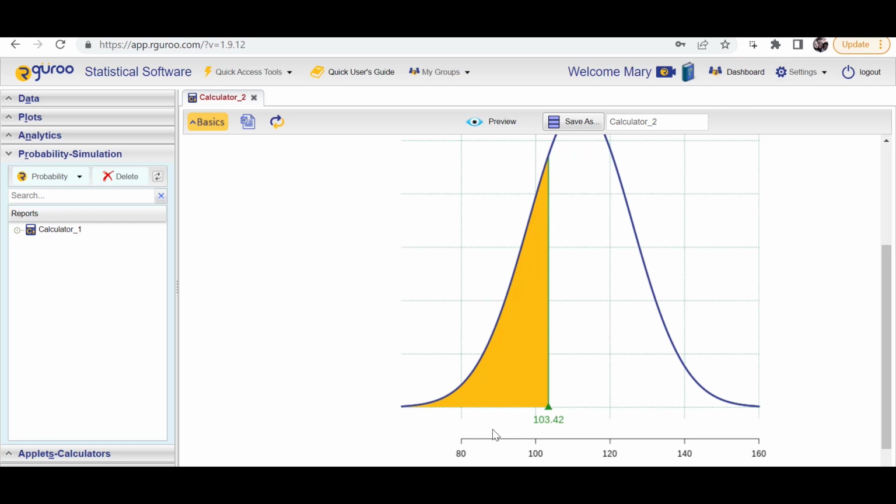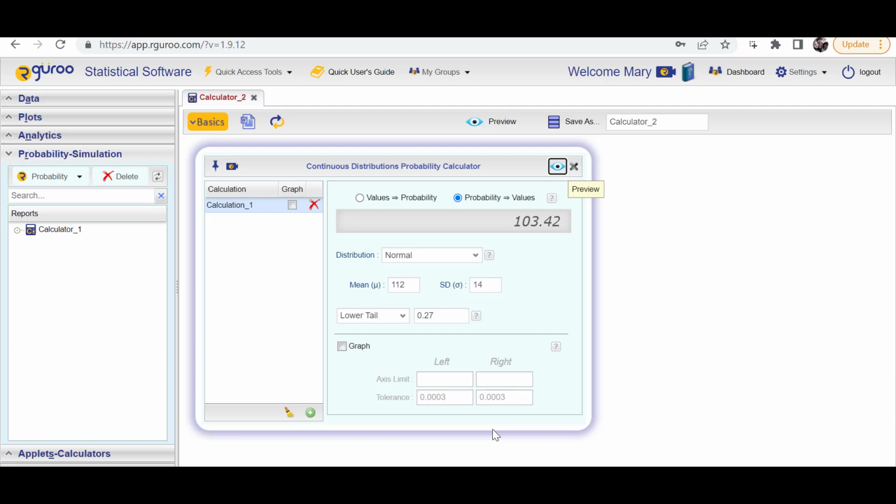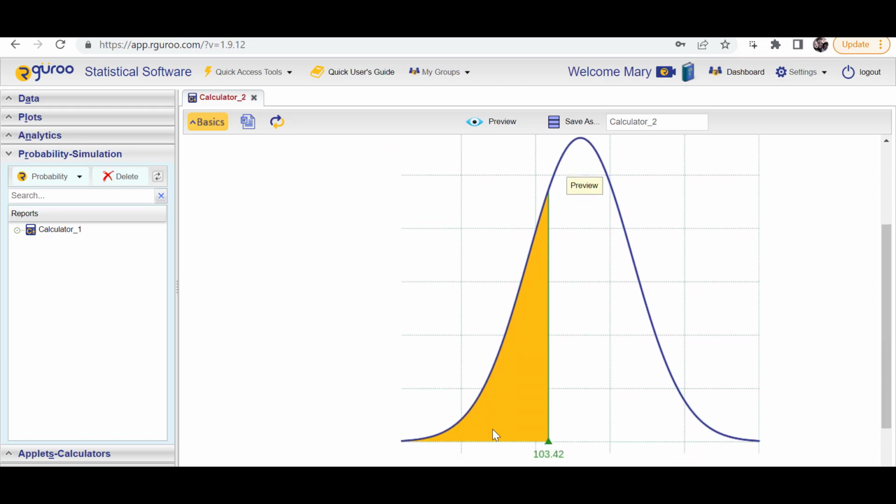But I'm going to go back to basics, and I'm going to uncheck the graph button and then hit preview. And it looks like it only rounds to 2 decimal places here as well. Sometimes it might go a little bit further if you unclick the graph and just use the calculator. So in this case, it doesn't matter, but if it ever doesn't go out far enough, that might be a way to check to see if it'll calculate it a little bit further for you. Anyway, so there we have it. The number that separates the lower 27% from the upper 73% is 103.42.